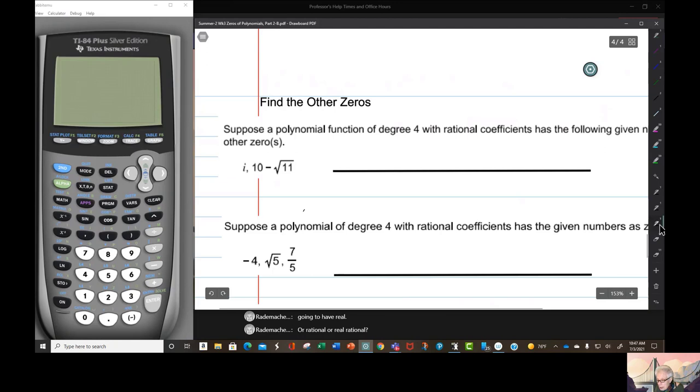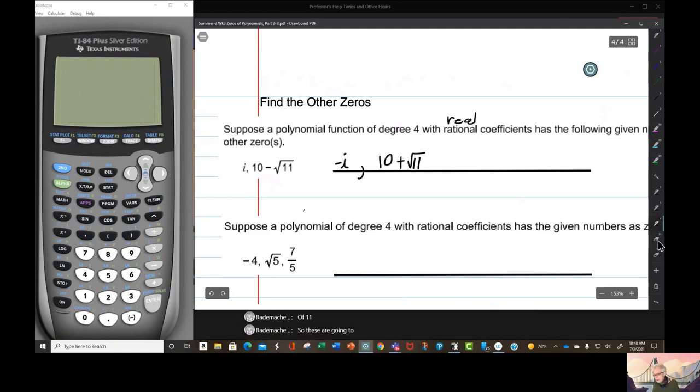Now, it just so happens that if you're going to have real or rational coefficients, numbers in front of the variables, something has to be true, and here it is. When you have an i number, a complex number, you've got to have its conjugate, negative i. And if you have an irrational number, you have to have its conjugate. The conjugate of 10 minus the square root of 11 is 10 plus the square root of 11.